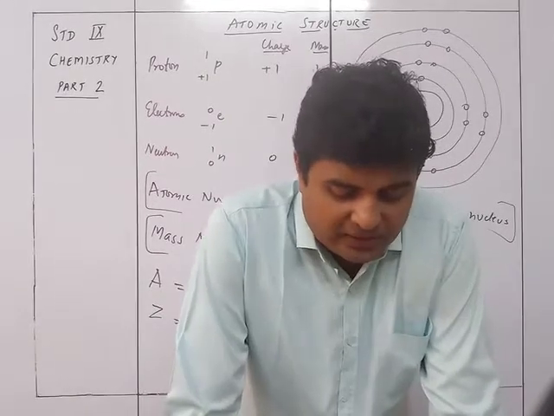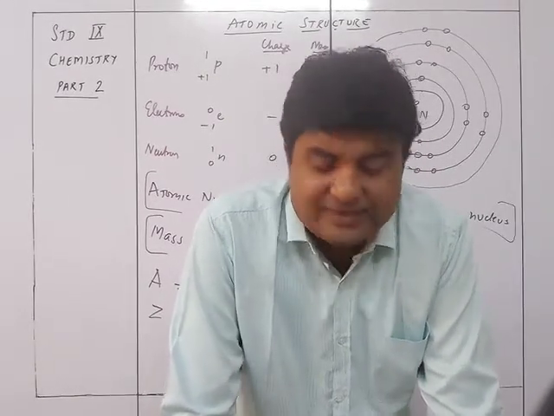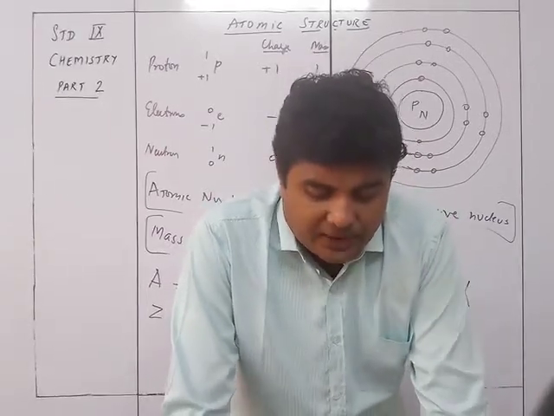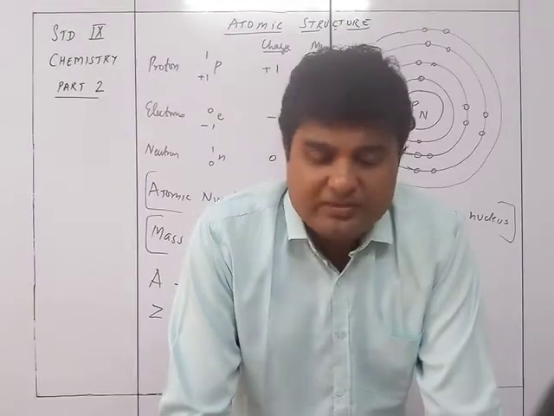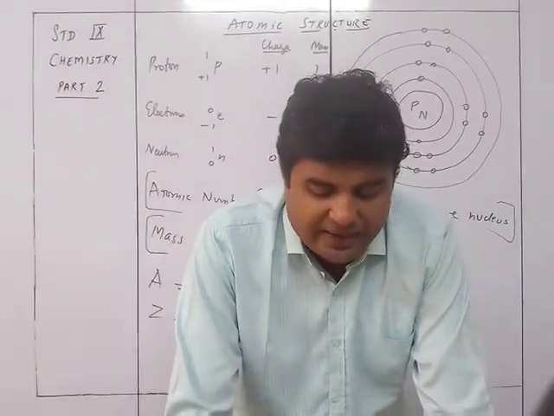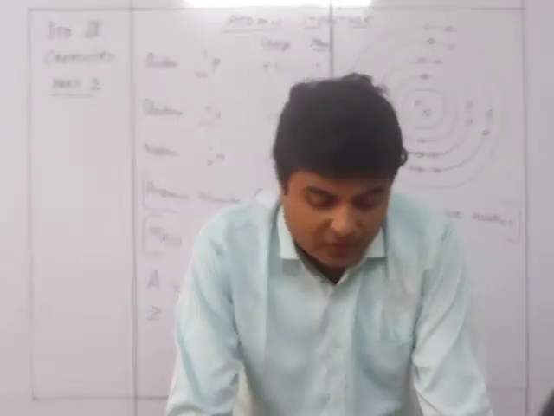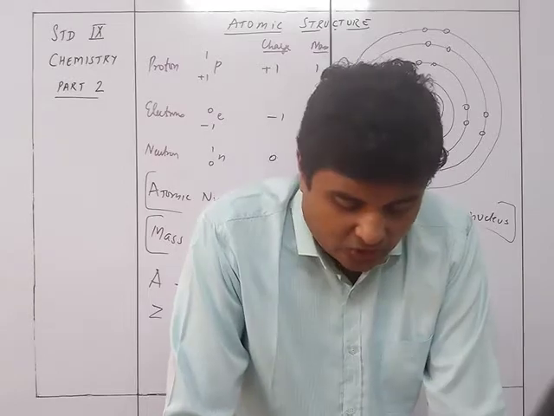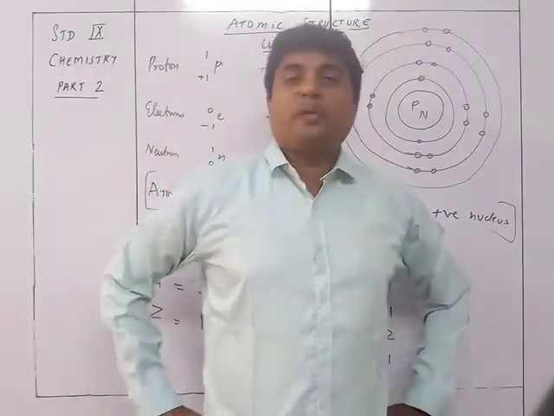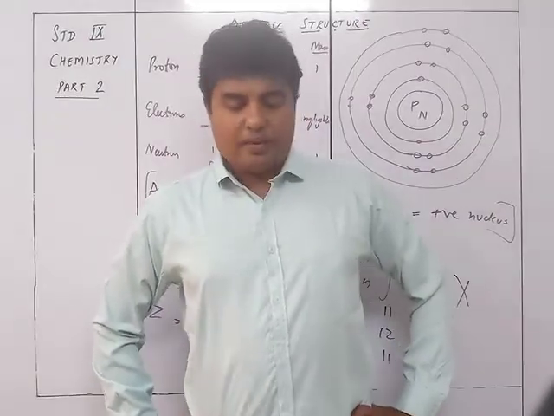So we know here that if A is the atomic mass number and Z is the atomic number, then atomic number Z is equal to the number of protons, which is equal to the number of electrons. So Z = P = E, and mass number A = N + P. Therefore, if P is already known, then automatically I know N will be A minus Z. So the conclusion is that Z = P = E, A = N + P, or N = A - Z.